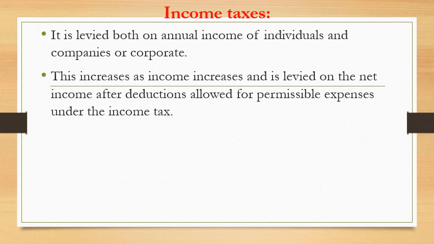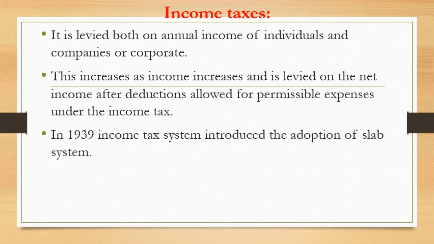This increases as income increases and is levied on the net income after deductions allowed for the permissible expenses under the income tax. This rule keeps on changing from year to year, and as we increase the income, the tax slab also increases. From 1939 we follow the slab system, and it has changed many times. Currently we are following a particular system that we will explain at a later stage.